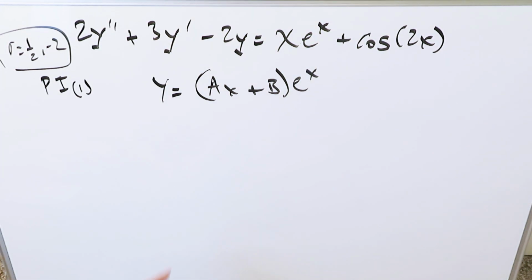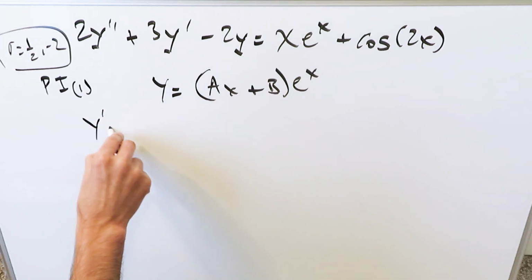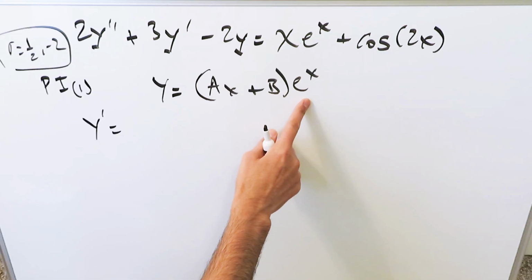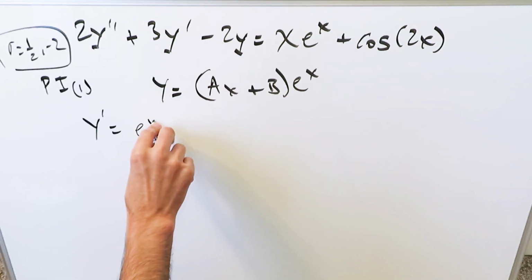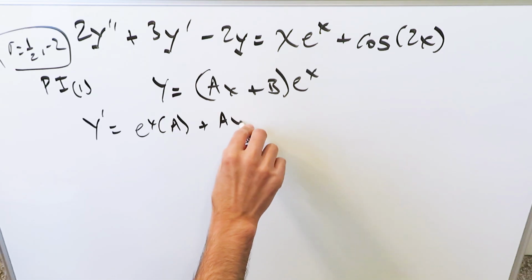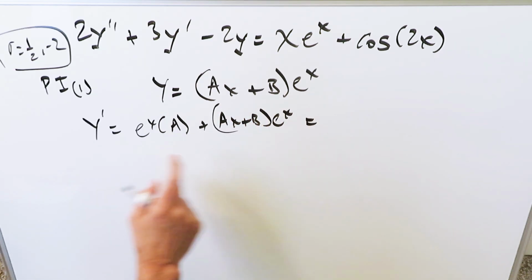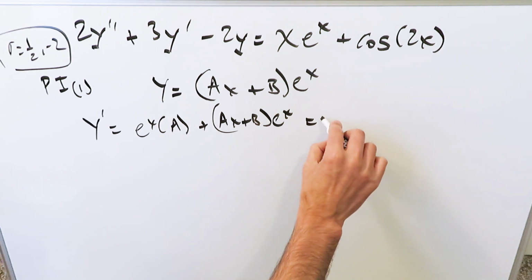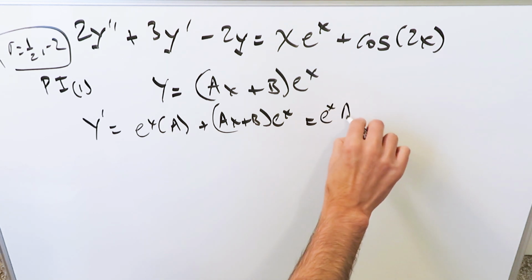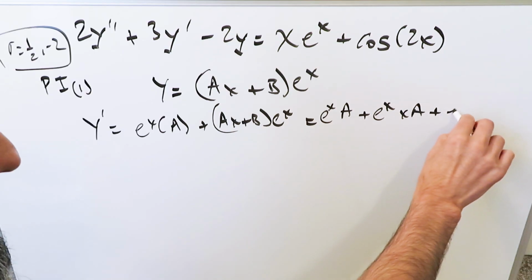Now let's do the derivative of this. It's not difficult. You're going to do the product rule over here. My first order derivative is exponential times the derivative of this, which is e to the x times a, plus this times the derivative of that, which will be (ax plus b) times e to the x. The product rule of derivatives. Open everything up. When you open it up, you'll have e to the x a plus e to the x xa plus e to the x b.